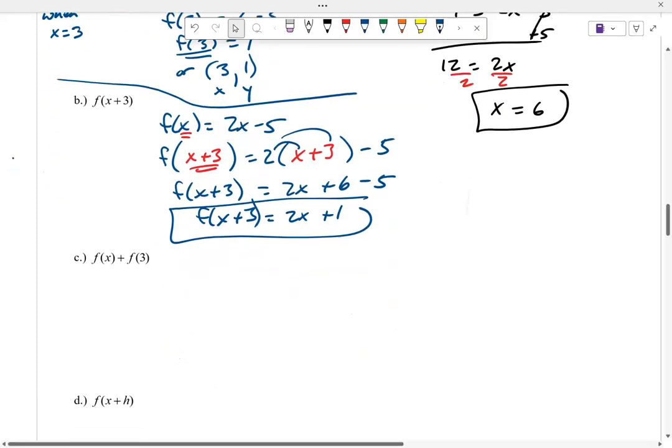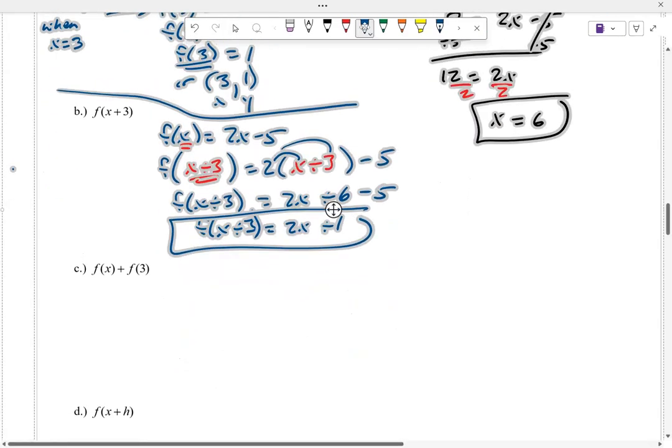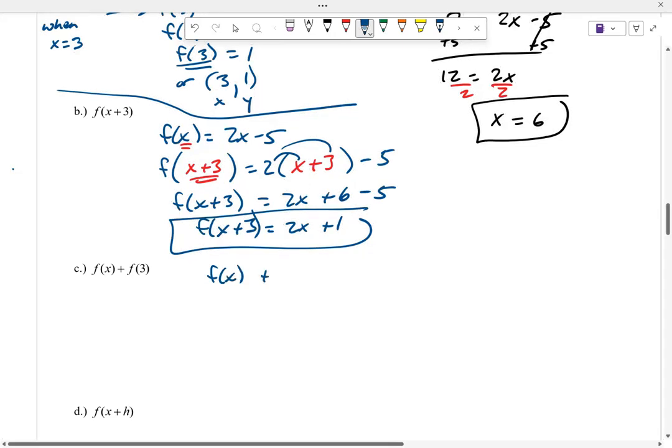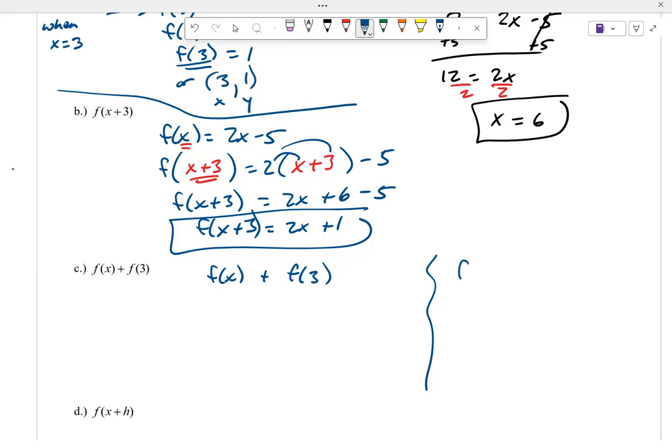Some more function notation. What is f of x plus f of 3? Well, remember, f of x is 2x minus 5. So f of x, let's replace it. What is it? It's 2x minus 5 plus, and what was f of 3? Remember, we did f of 3 already, right?